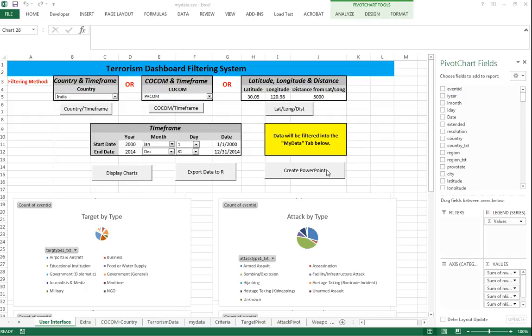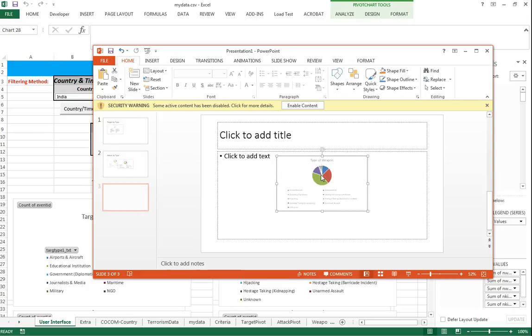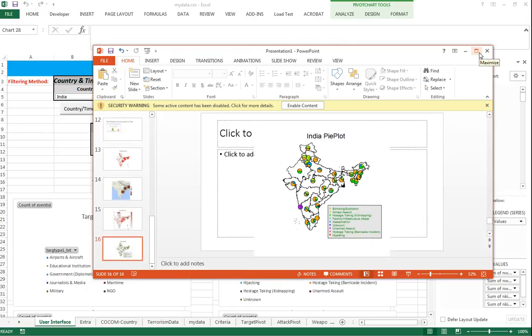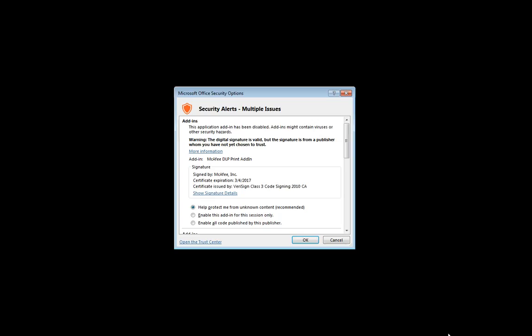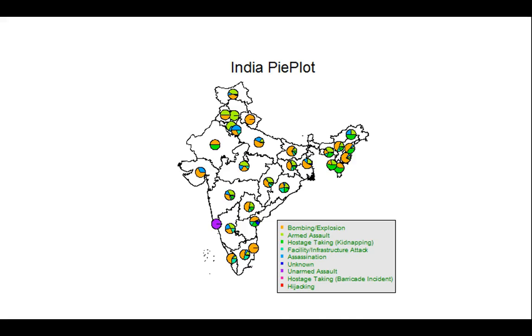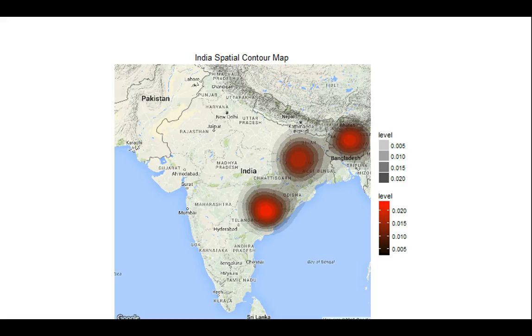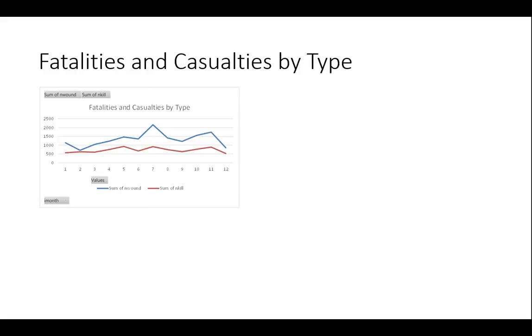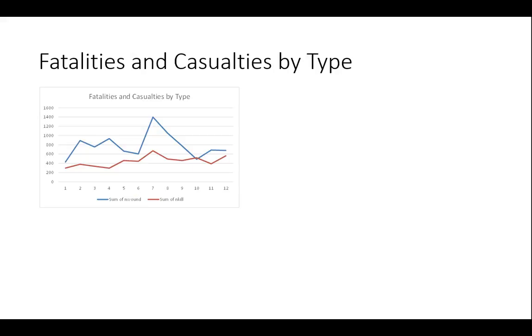So, as I was saying, we hit Create PowerPoint, and it populates a PowerPoint presentation with all of the slides that we want. So as you see, we have the pie plot, the heat map, contour map, the spatial points, and all of the charts that you have seen previously.